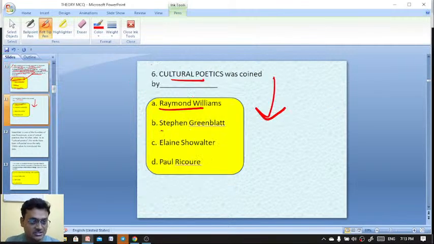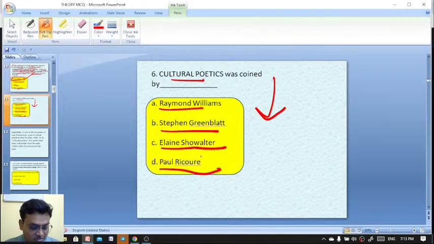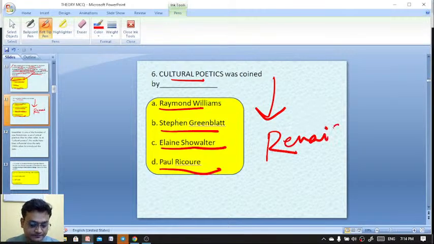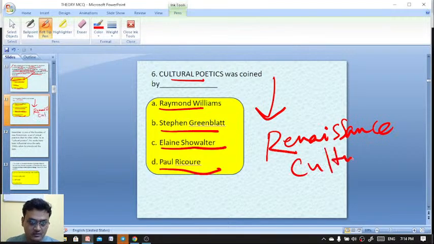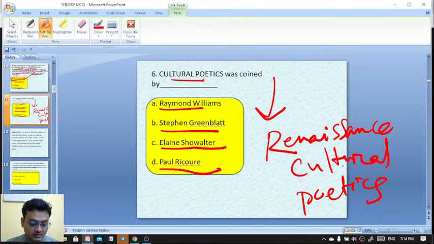Chalo. Here is question number 6. Stephen Greenblatt, Ellen Showalter, Paul Ricoeur. Cultural poetics was coined by whom? Cultural poetics. It's the name of the work. Renaissance Self-Fashioning, Cultural Poetics. Okay, got it. Cultural Poetics is the name of the work where he has coined this term.